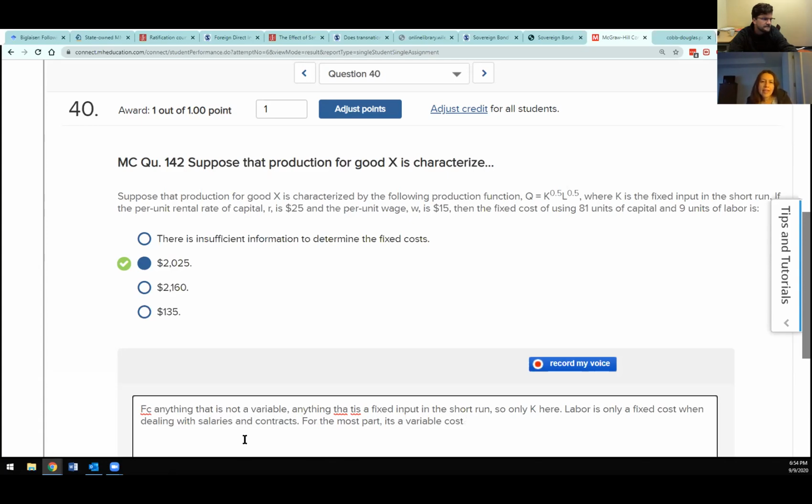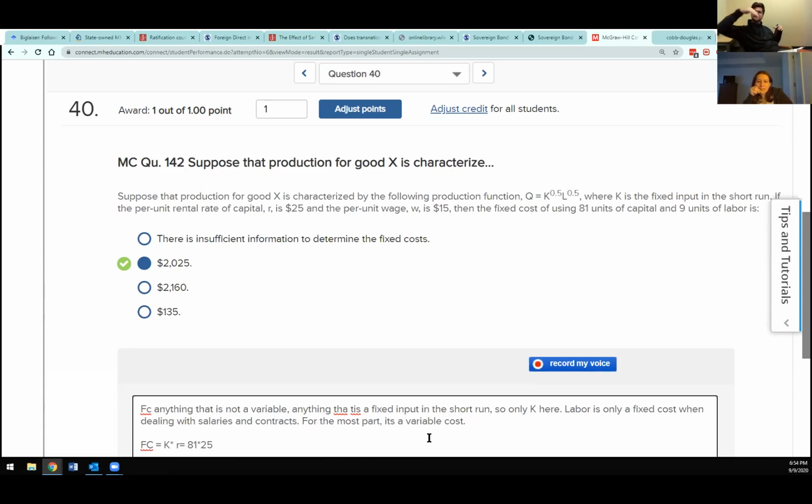That one, I think I just took the 25 times the 81. So this one would be 25 times 81. Very good. Yeah. So the fixed cost is equal to the capital times the rental rate of capital. I thought I had to do the whole other equation you just showed me. Well, we learned stuff though. Yeah. We learned stuff.